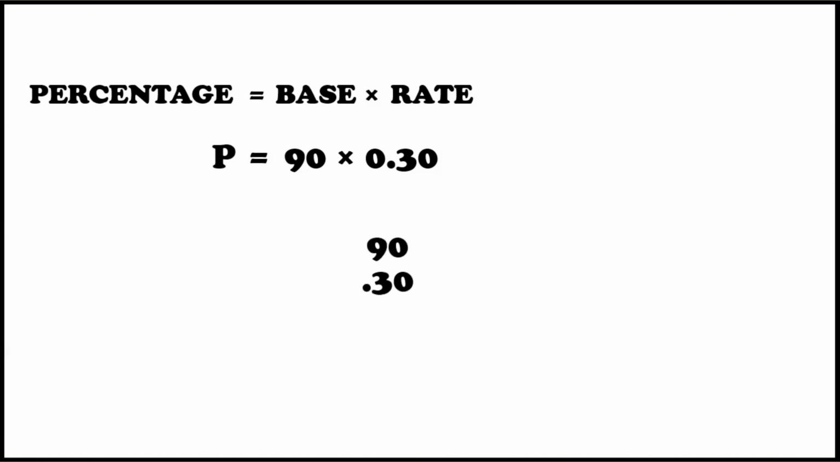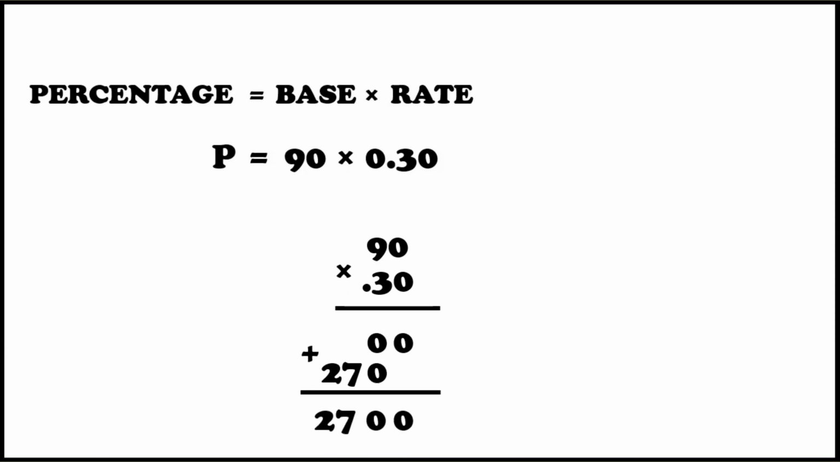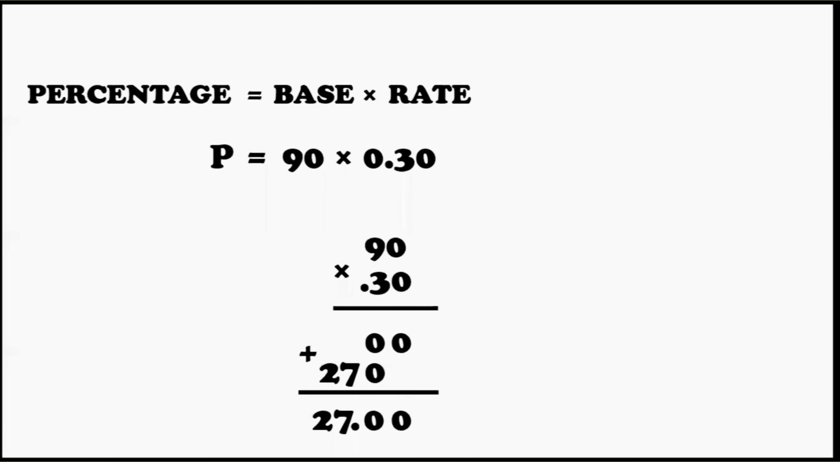So 90 times 0.30. So 0 times 0 is 0. 0 times 9 is 0. Then the second digit is 3. 3 times 0, 0. 3 times 9 is 27. Then add natin. 0, 0, 27. Then after that, kunin natin yung digit ng decimal point. So move natin 1, 2, dalawang decimal point natin, move from sa 30, 1, 2, so magiging 27 pesos, no?